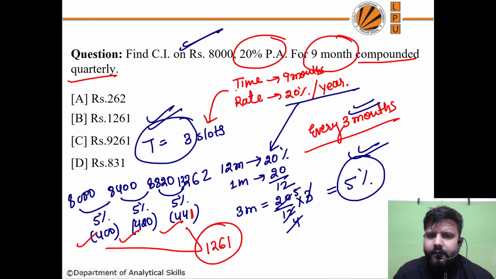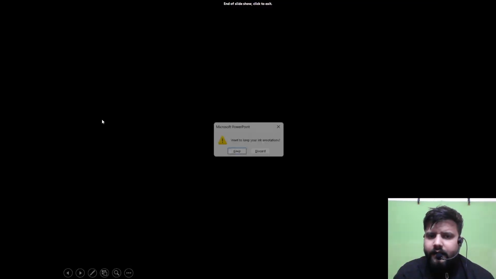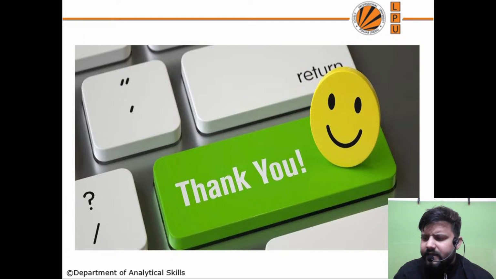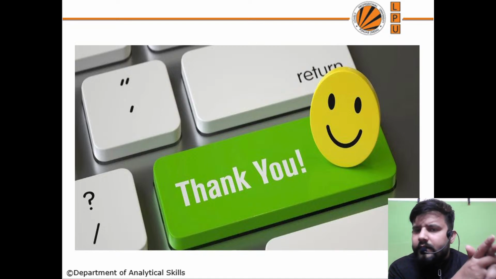So conceptually, we have discussed almost all the types of SI CI. If you still have any doubt, I would advise you to solve the questions from the book. And if you still have any doubt, you can ask me in the WhatsApp group. You have two options now: solve the questions from the book, and if you still have any doubt in the questions I have discussed, you can watch this video because it will remain on the channel. You can watch this video again if you still have any doubt.